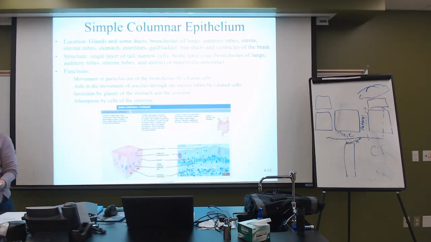Simple columnar, a single layer of the columns, found in glands, ducts, some of them, bronchioles of the lung, auditory tubes, uterus, uterine tubes, stomach, intestines, gallbladder.